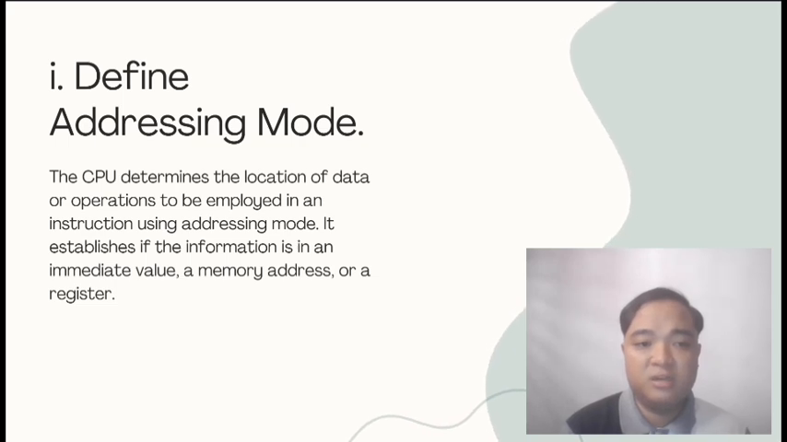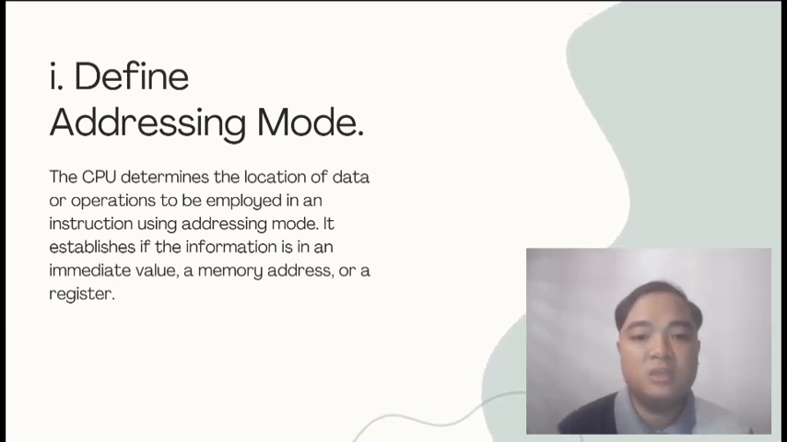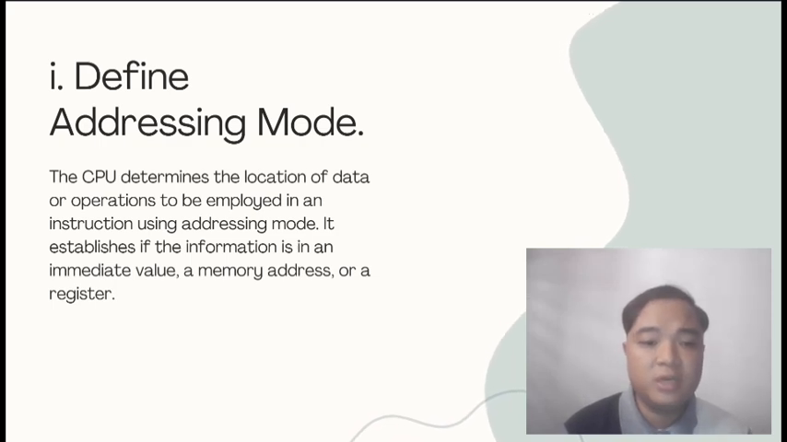Question one is: define addressing mode. The CPU determines the location of data or operation to be employed in an instruction using addressing mode. It establishes if the information is an immediate value, a memory address or a register.